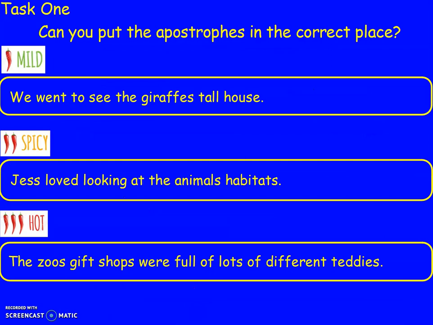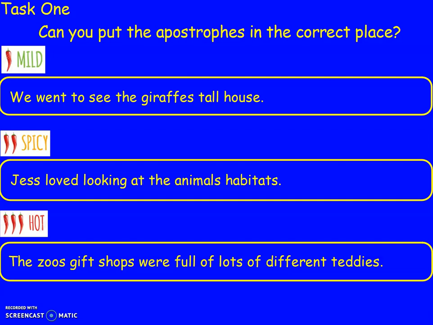So your first task today is to have a think about where the apostrophes will go in these sentences. So Mild says, we went to see the giraffe's tall house. So have a think about what is the noun, and what is belonging to that noun? What is the possession? Spicy says, Jess loved looking at the animals' habitats. Hot says, the zoo's gift shops were full of lots of different teddies. Okay, some of them are quite tricky because there's a few words that end in S, but remember, they're not all going to need an apostrophe. You're looking for the nouns with something belonging to it. Okay, so pause the video and write these out now.